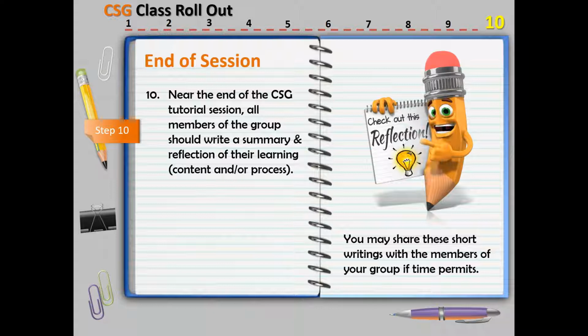Step 10. End of session. Near the end of the CSG tutorial session, all members of the group should write a summary and reflection of their learning. You may share these short writings with the members of your group if time permits.